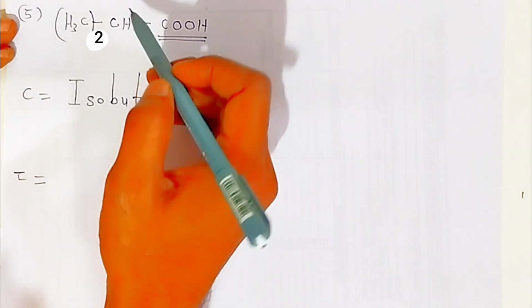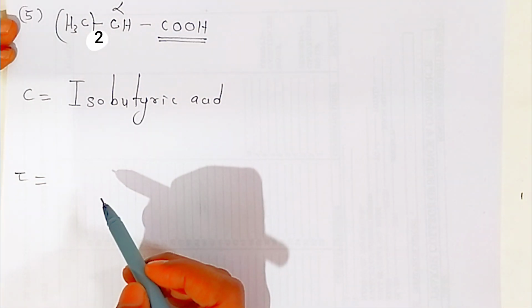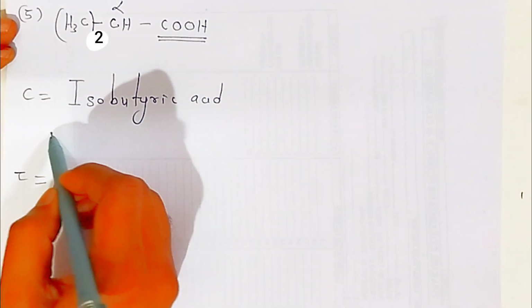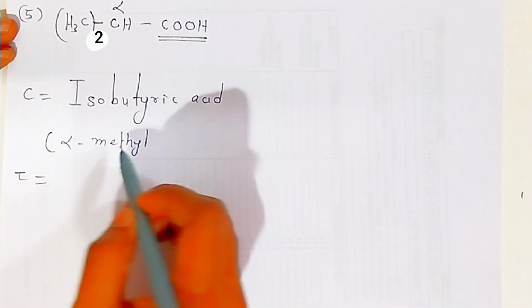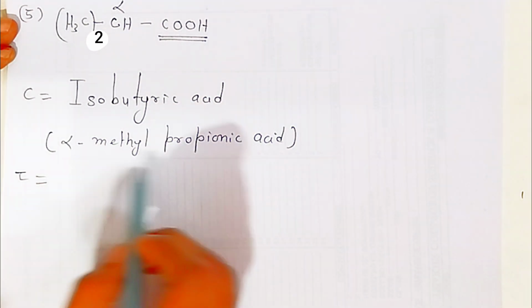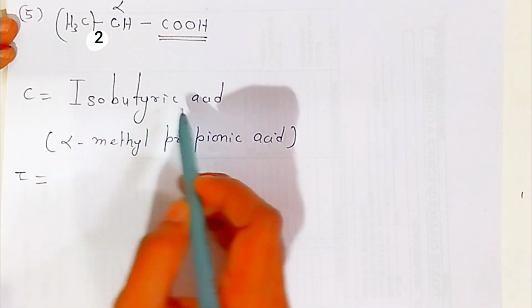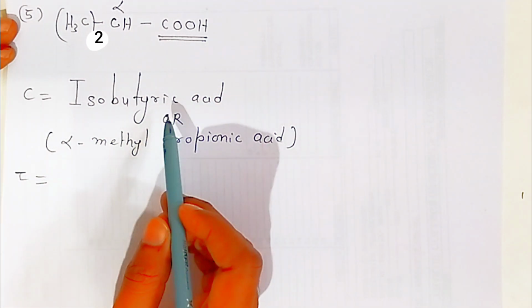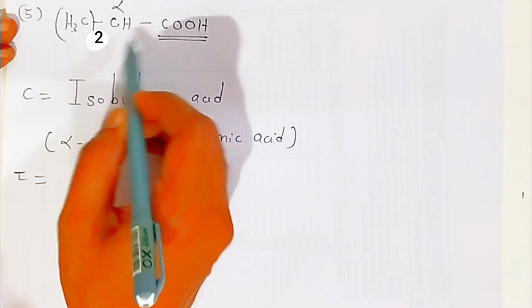Or you can also, in the IUPAC system, students, when you see this carbon, it is the alpha carbon. So sometimes in common name it is also called alpha methyl propionic acid, which is nothing but isobutyric acid. Understanding, students?